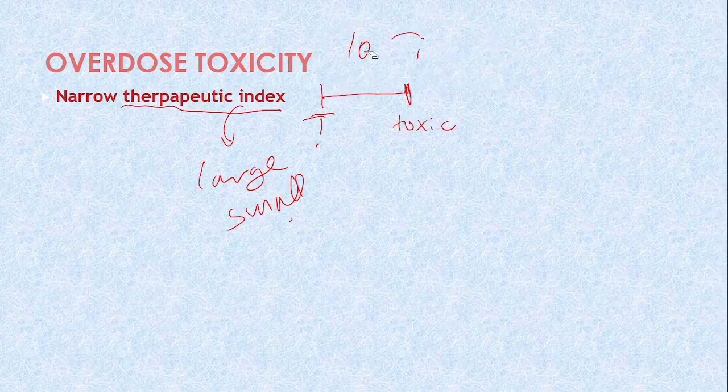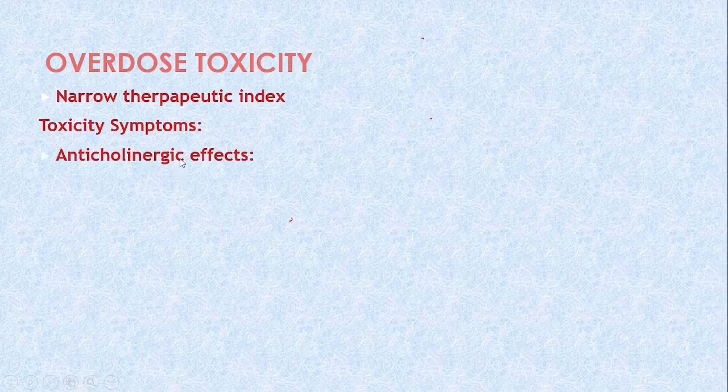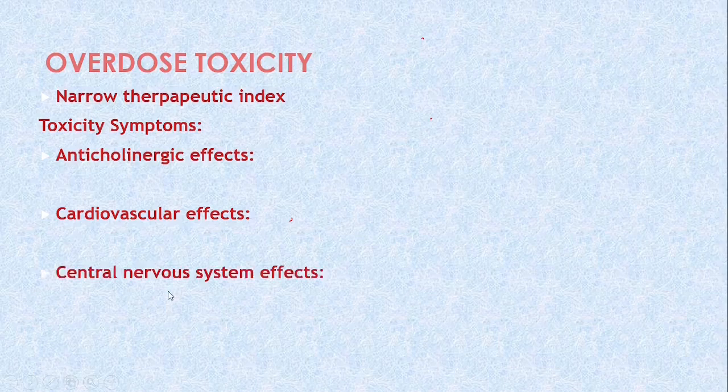So what are the symptoms of toxicity? As we have explained before, symptoms of toxicity include anticholinergic effects, which are blurred vision, constipation, urinary retention, etc. They can also produce cardiovascular effects, including different types of arrhythmia, QRS prolongation, and QT prolongation, which can result in different types of arrhythmias. They can also affect the central nervous system and produce seizures or convulsions.